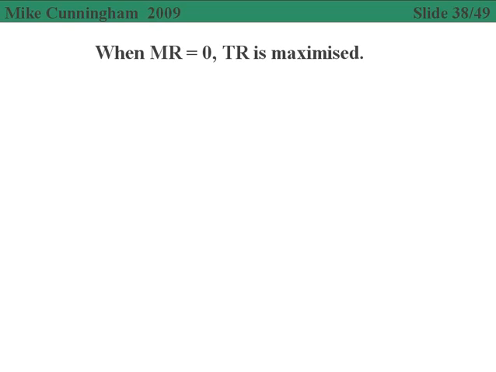When marginal revenue is equal to 0, total revenue is maximized. We just proved that earlier with the diagram when we had the marginal revenue as a tangent, horizontal, just touching the total revenue curve. So we've got that. We've also got this. We've just established that the marginal revenue is equal to the price times 1 minus 1 over the elasticity.